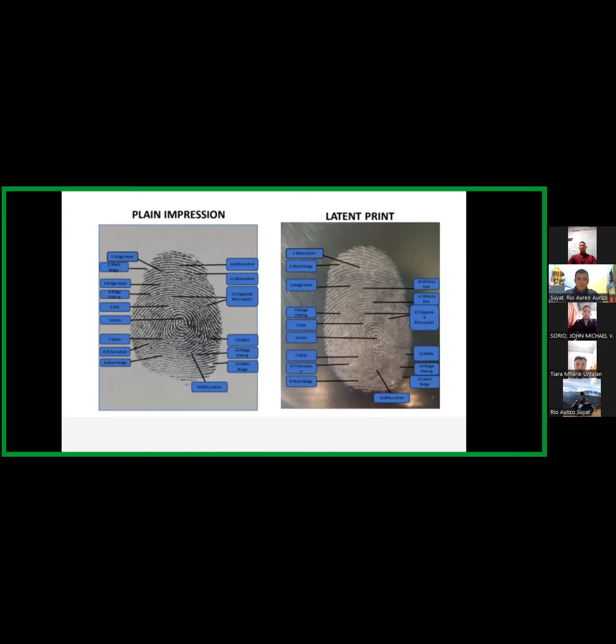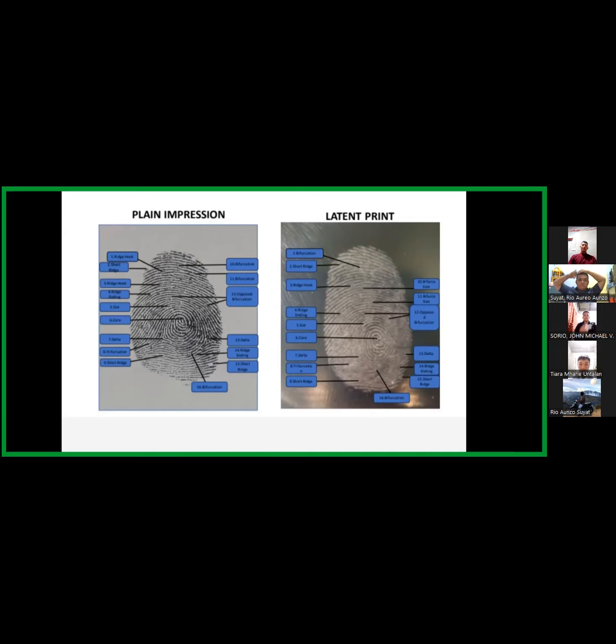19. Could you determine exactly the age of a latent impression? No, it is not possible to determine the exact age of a latent impression such as a fingerprint left at a crime scene. Next is number 20.